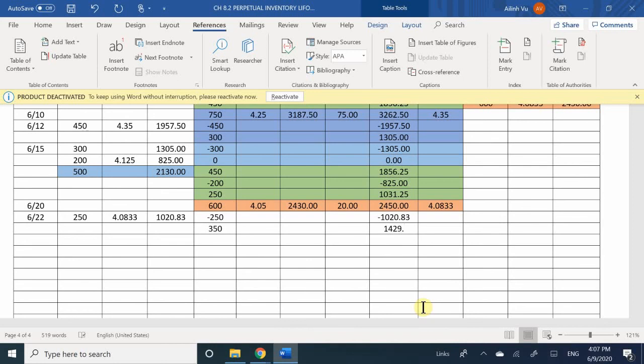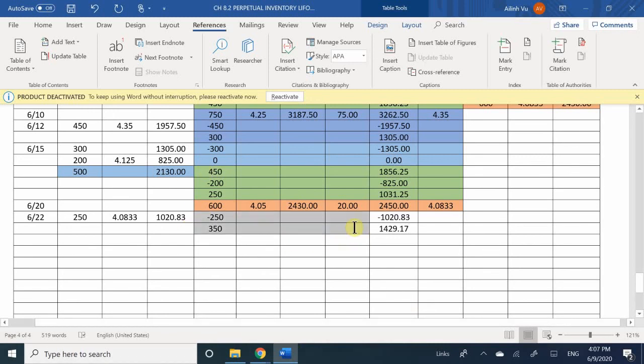Okay, we're just subtracting the 1,020.83 from the 2,450. Is that right? Yes, it's kind of like we're subtracting from the original number. This is 83, so 83 minus 10, 17. Should have $408.34. Where are we looking? No, not yet.